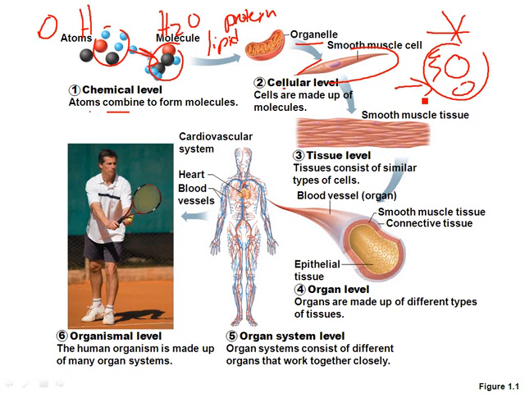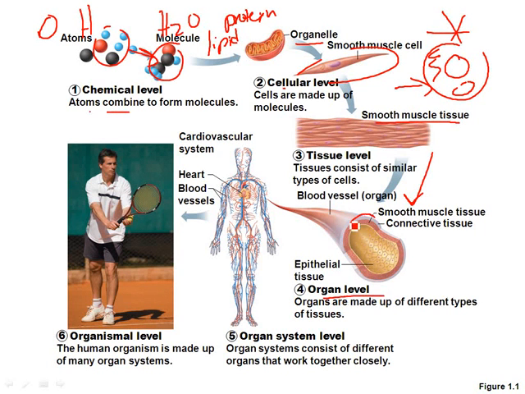You put a lot of cells that are the same together. So you take a smooth muscle cell, put a lot of them together, you get smooth muscle tissue. So all your tissues, your skin, connective tissue, hyaline cartilage, all your tissues are made of the same type of cell. Take tissues, put them together, several different types of tissue, and you get an organ.